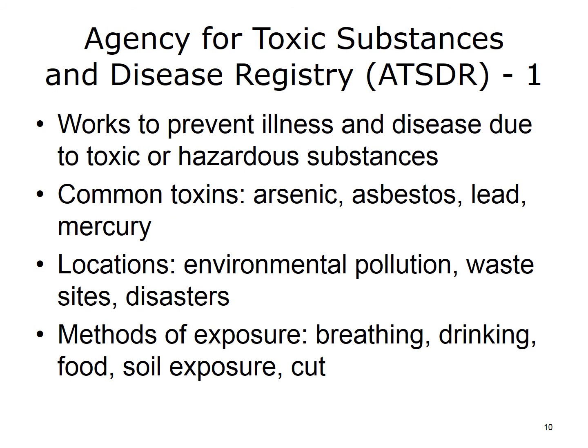The Agency for Toxic Substances and Disease Registry, or ATSDR, works to prevent illness and disease due to toxic or hazardous substances. Among the most common toxic substances are arsenic, asbestos, lead, and mercury. Toxic substances may be found in the environment in specific areas such as waste sites or due to sudden disasters. People may be at risk from merely breathing or from contact with water, food, soil, or through an open sore, like a cut.